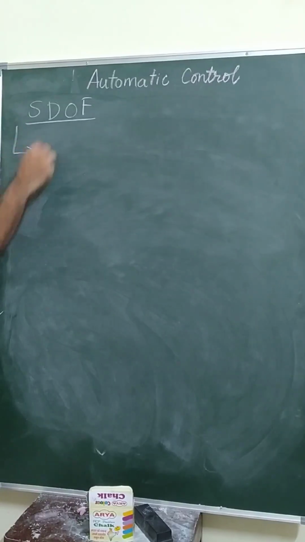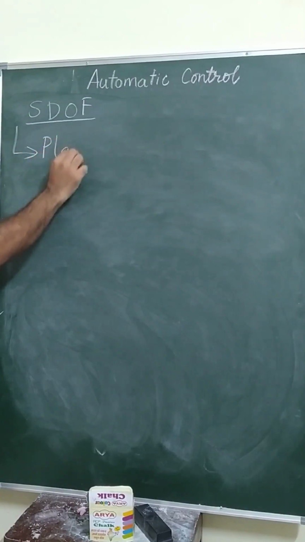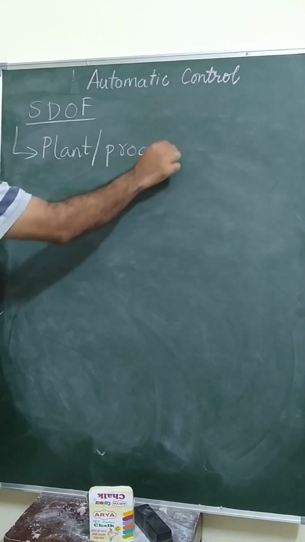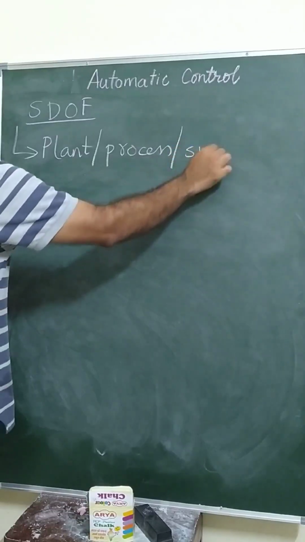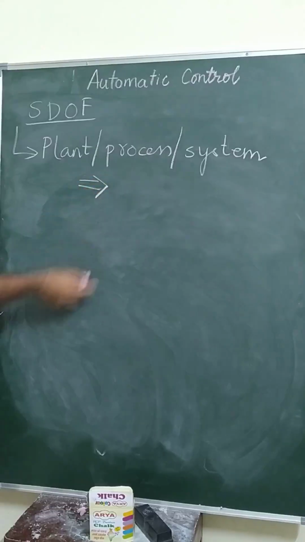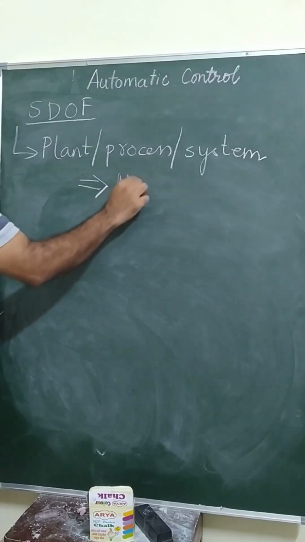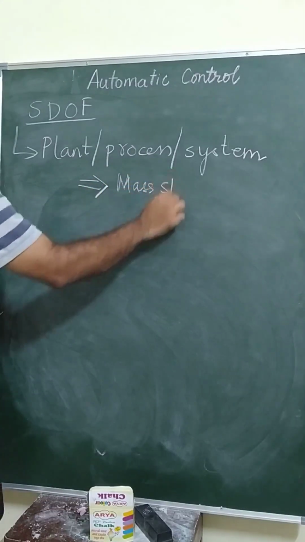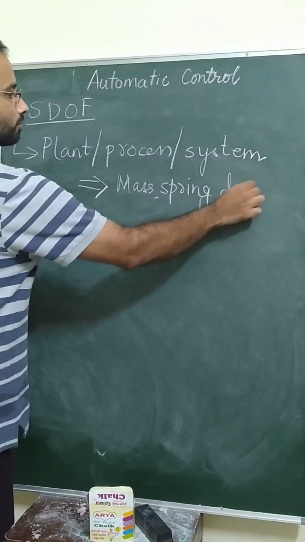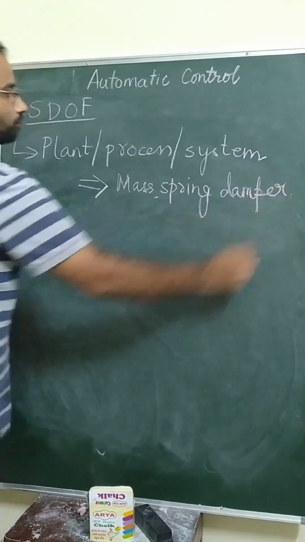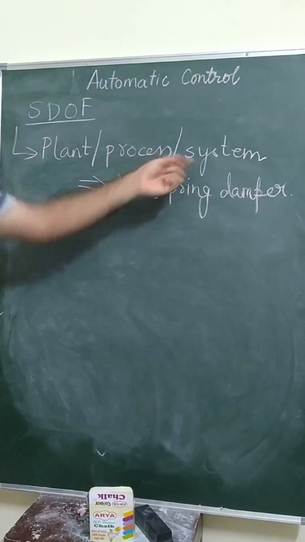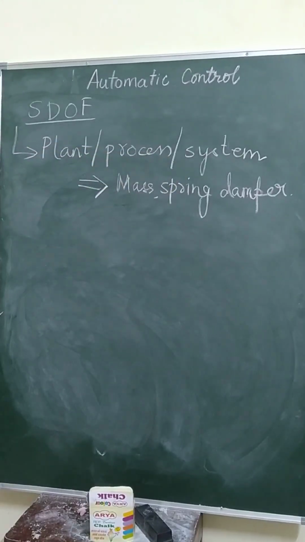So we said the plant or the process or simply the system, we identified that as the mass spring damper system. Right? This was the system. In control terminology, we call it a plant, we can call it a process, we can call it a system. Right.